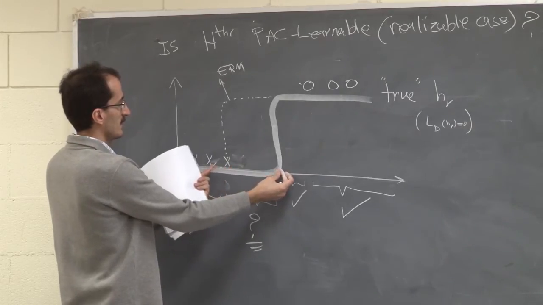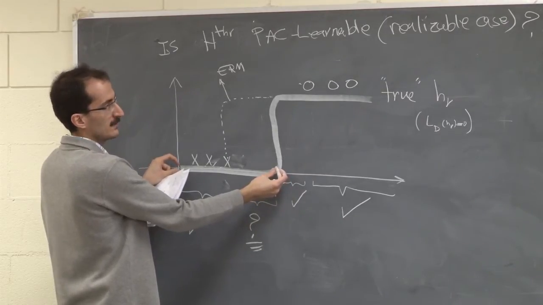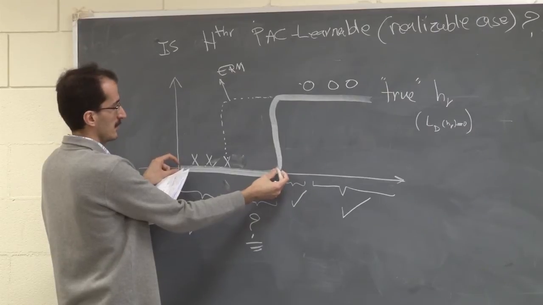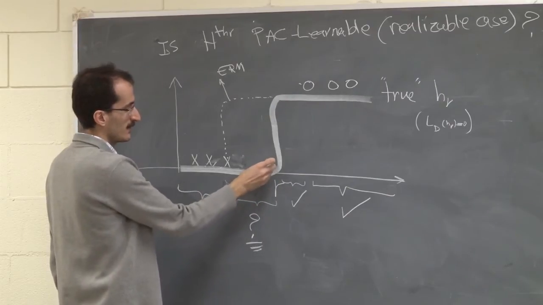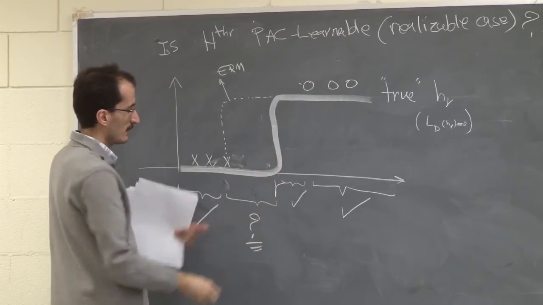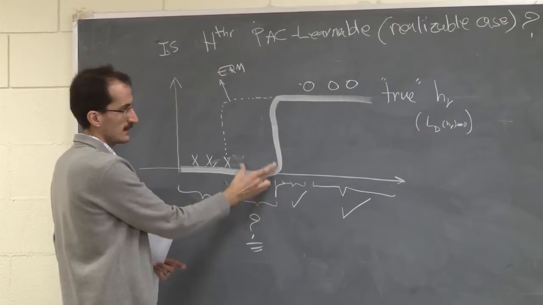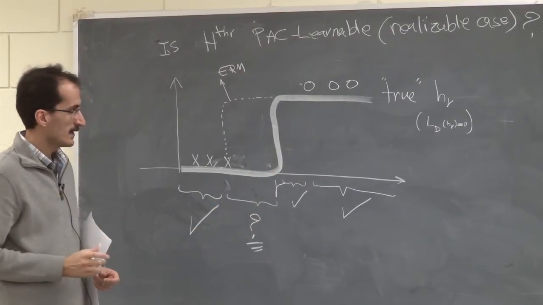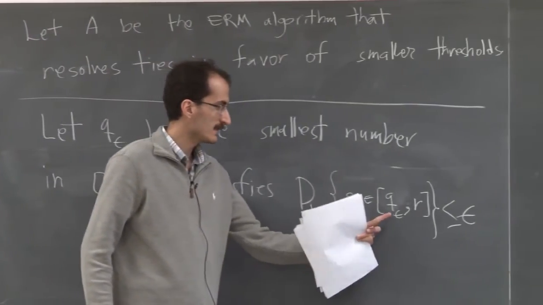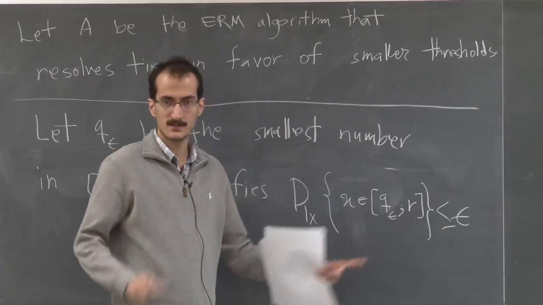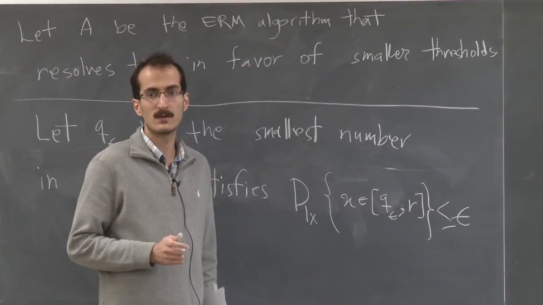So if we select the farthest point, the smallest number, then this will be more than epsilon. And if we take this one, for example, with this point, this is not the smallest number. We select the smallest number such that this probability is small. And now the claim is that if we have a point between Q epsilon and R in our sample, then ERM will have error less than epsilon.